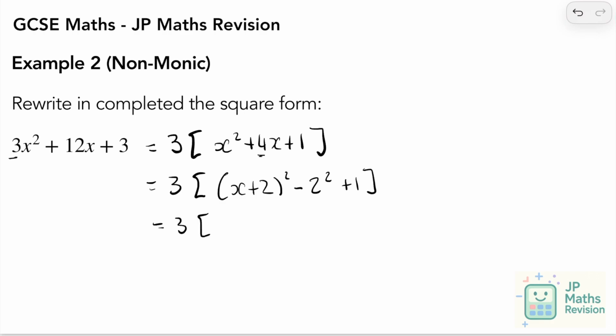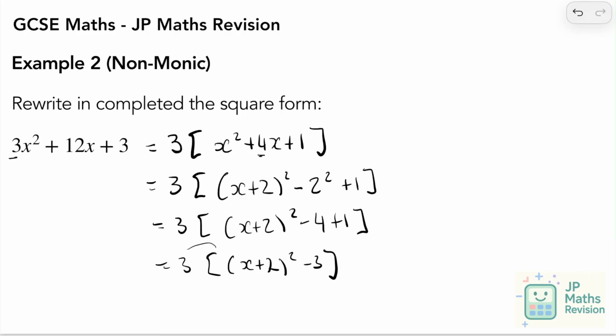So it's going to be 3 bracket x plus 2 squared minus 4 plus 1. So it's 3 bracket x plus 2 squared minus 3. And then the last step, we need to multiply both things by 3. So it's going to be 3 bracket x plus 2 squared minus 9. And that is the answer to this question.